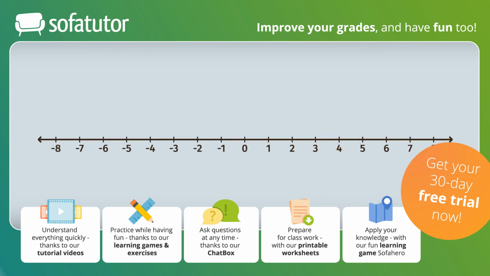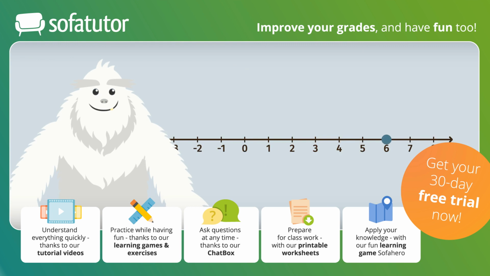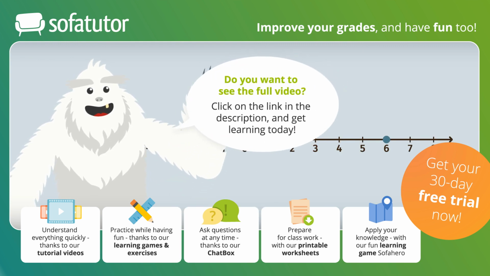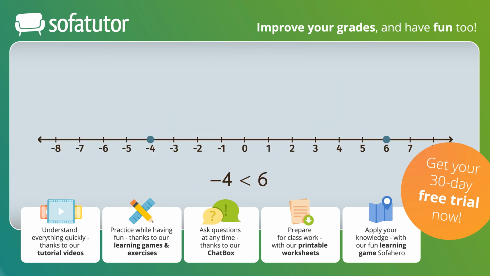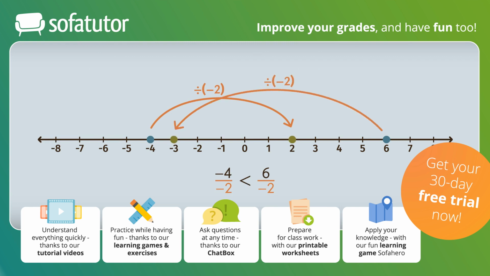Let's look at another problem. Say we have two numbers, -4 and +6. Looking at the relationship, we can say that -4 is less than 6. What happens if we divide both sides by -2? The sign of each number changes and the numbers become half their original size. -4 divided by -2 gives us 2, and 6 divided by -2 is -3.